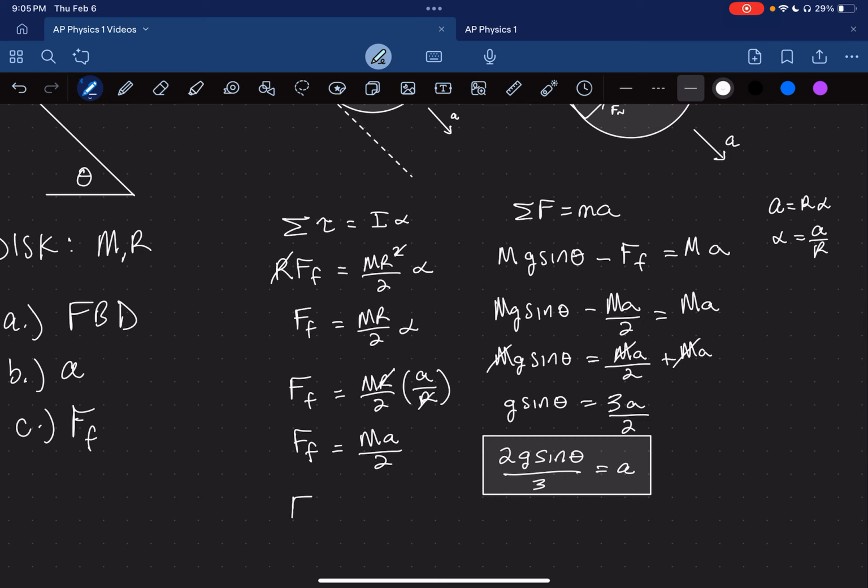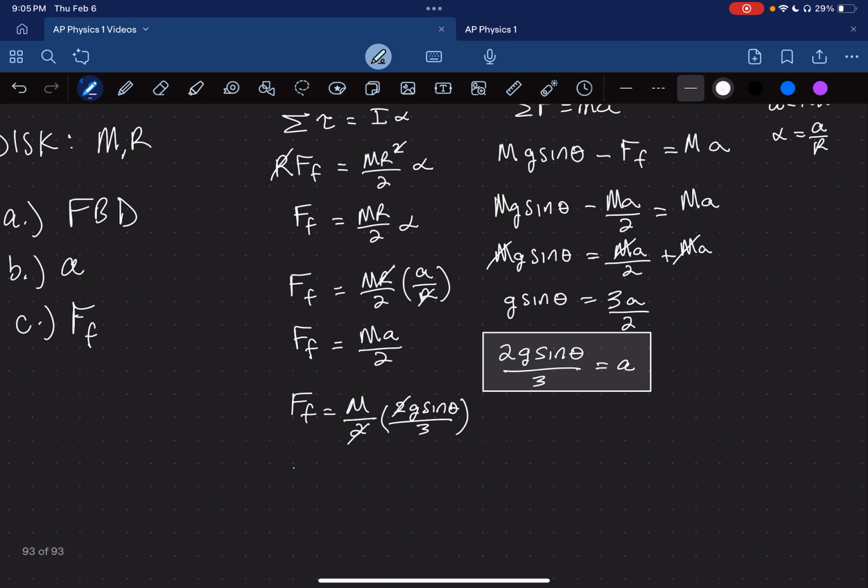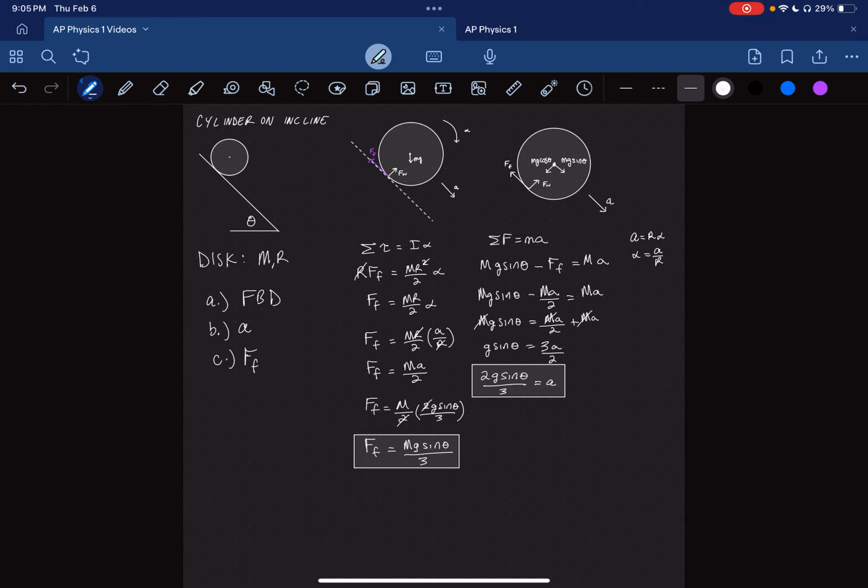Then we just want to figure out the friction force. This is M over 2 times A, which is 2g sine theta over 3. One thing cancels out. We'll say the friction force is mg sine theta over 3. These are all acceptable quantities. M is given, g is a constant, theta is given, and 3 is constant. That is the friction force. And that is it.